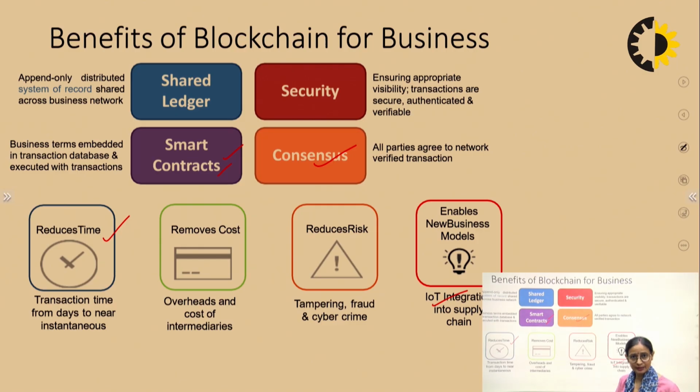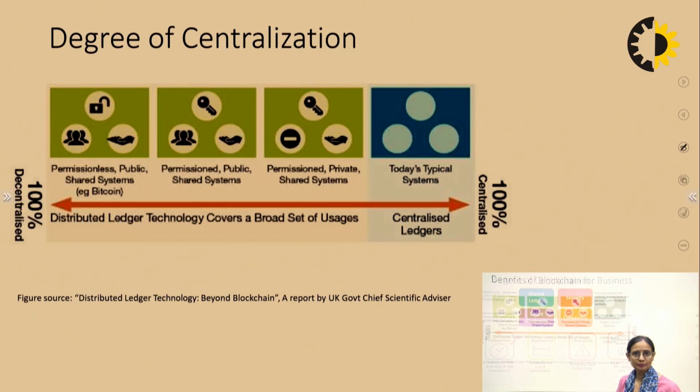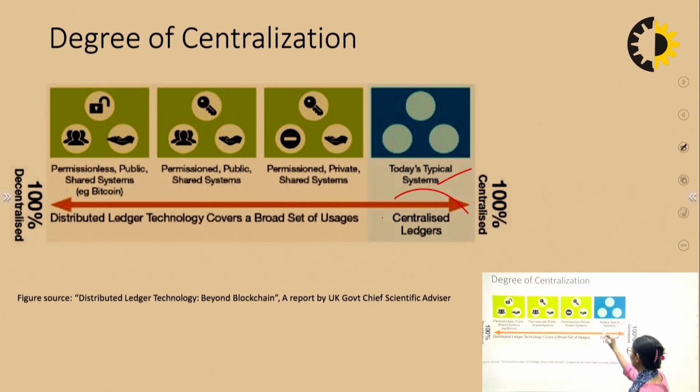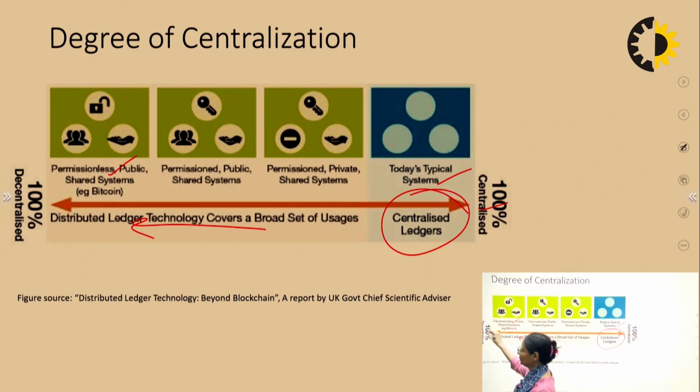I can use IoT sensors. So I can integrate the IoT sensors with my blockchain applications, and these blockchain-based applications I can use for SCM purposes. On the degree of centralization, we have already discussed that typical systems work on centralized ledgers, and with a permissionless public shared system, for example Bitcoin, we are moving towards decentralization. So here there is 100% centralization, whereas here we have 100% decentralization.